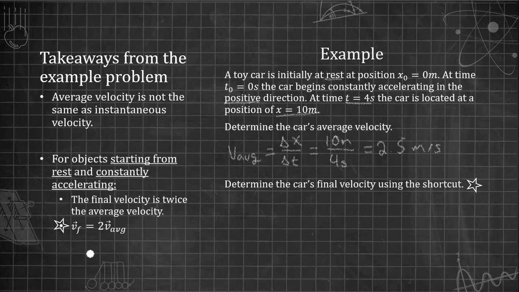And now we can use the shortcut, now that we know our average. Our final velocity after traveling for 4 seconds should just be 2 times that value, 5 meters per second.